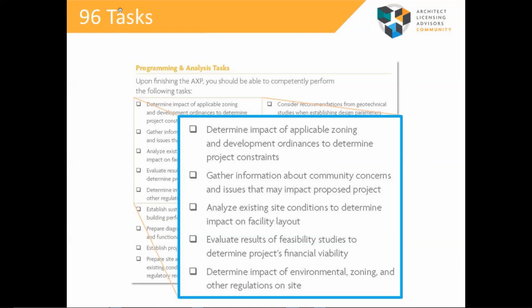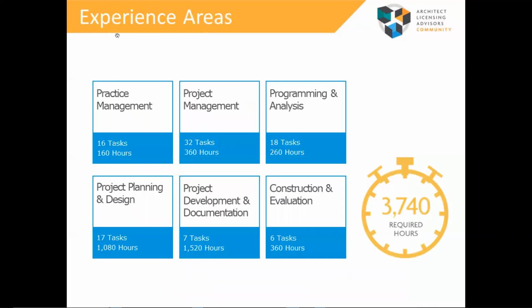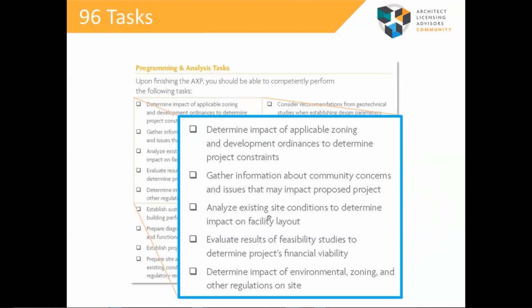So the total number of tasks. I can show you the previous slide. You see here, there's 16 plus 32 and so on. All this makes 96 tasks. And this is just a snippet from the tasks that you need to be aware of when it comes to programming and analysis.